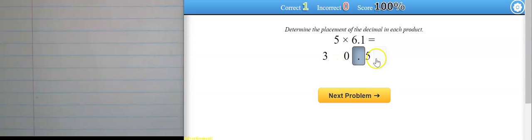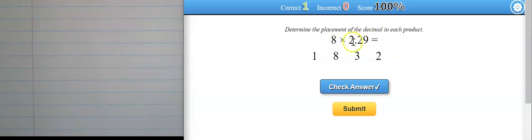One place past the decimal. Now we look at the multiplication. We assume this gives us the correct answer. Where should the decimal be? Well, nothing to the right of the decimal here. Over here we have 1, 2 digits to the right of the decimal. Before I do that, how would that get set up?